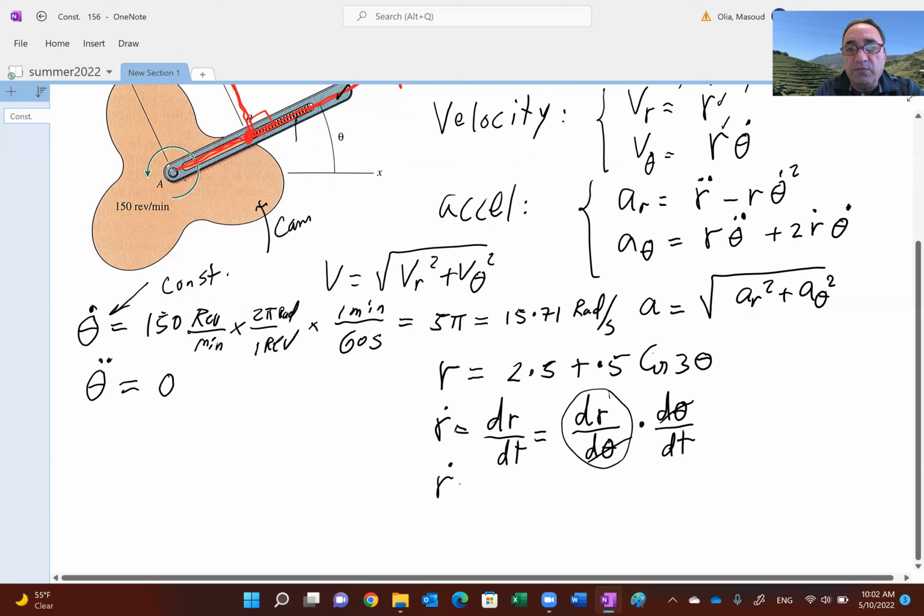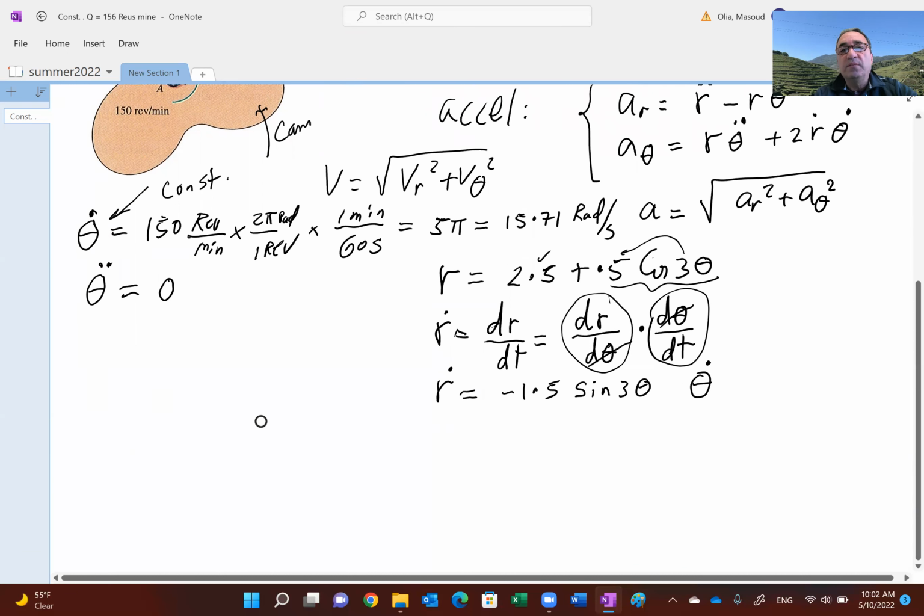If you go ahead and do this, the derivative with respect to theta: the first term is just a constant, so we end up getting minus 1.5 sine 3 theta. You have the 3 times 0.5, and the derivative of cosine is negative sine. But the term that some people forget is theta dot, d theta dt. So that's R dot. Similarly, R double dot would be the derivative of R dot.